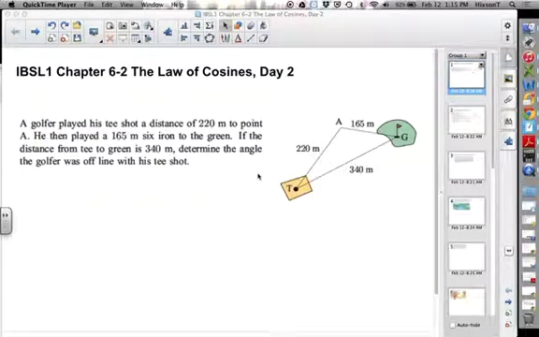Alright, so we want to apply the law of cosines here. So we're given this problem here, and you may think this is kind of a silly example, but you could deal with this in any kind of situation where you know all three sides. Okay? Let's read through it.